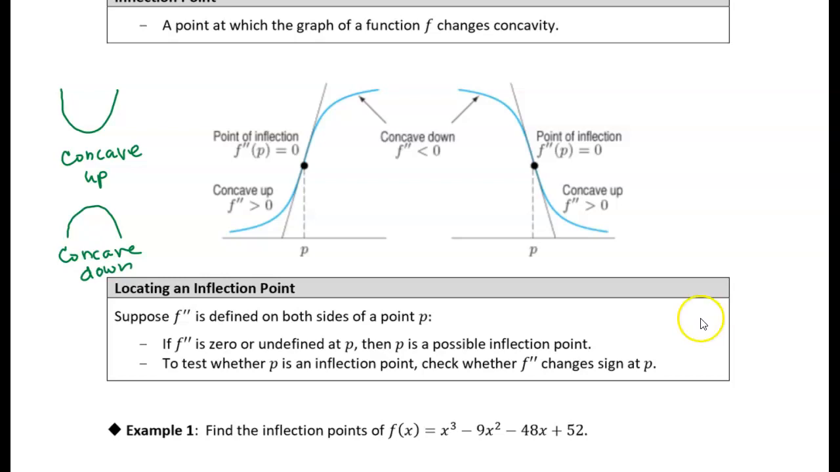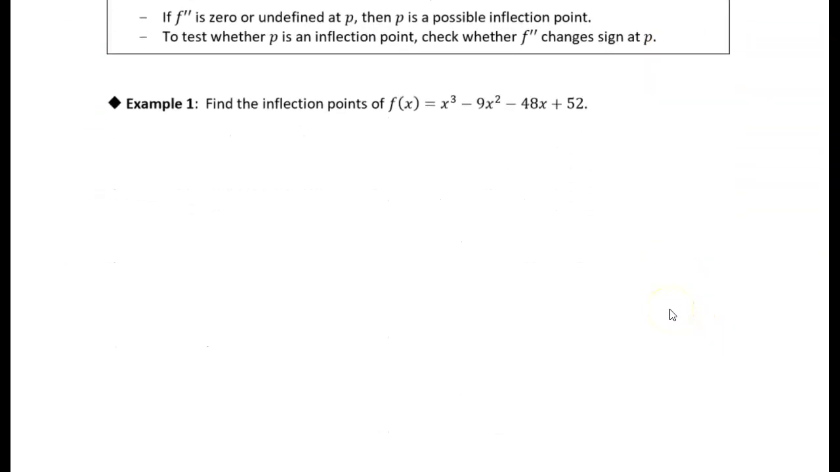All right, so let's take a look at example 1. So this is actually the same function that we were using in the last lecture. X cubed minus 9x squared minus 48x plus 52. All right, and now we just want to find the inflection points for this function. So we can take the first derivative, right? It's our first step. So we get 3x squared minus 18x minus 48.